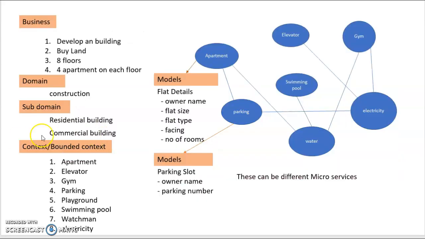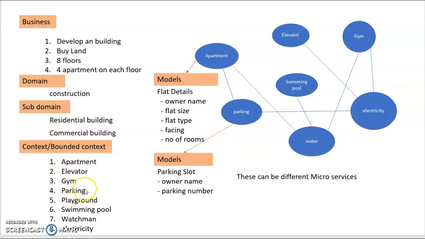In our case, this is our subdomain, like residential building and commercial building. Now if we divide the residential building subdomain into a number of bounded contexts, there will be different bounded contexts like apartments, elevator, gym, parking, playground, swimming pool, watchman, electricity, and so on. All these bounded contexts have their own set of responsibilities, right? That is how they are separated from each other and they combinedly perform the functionality of the subdomain.